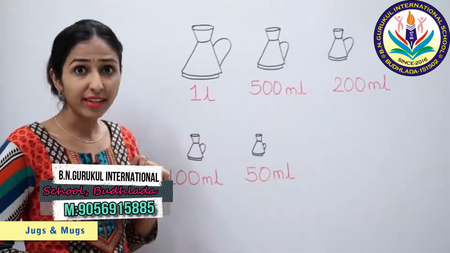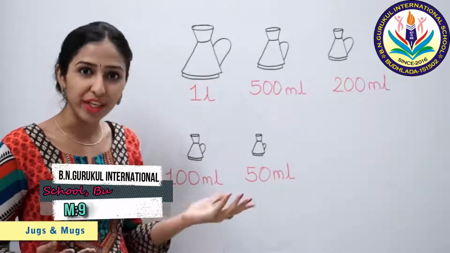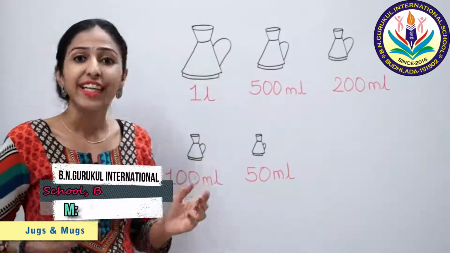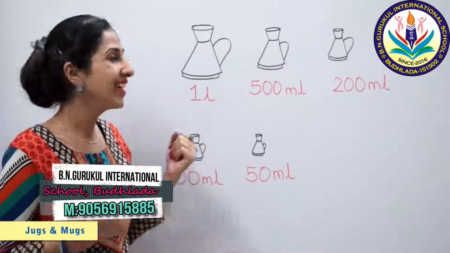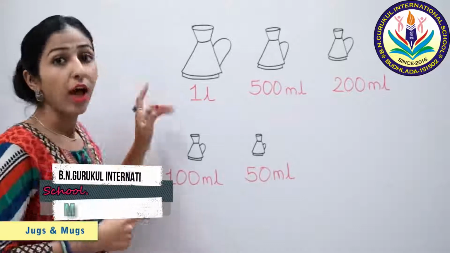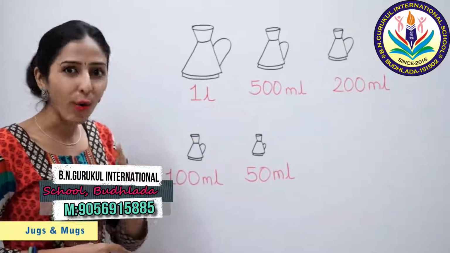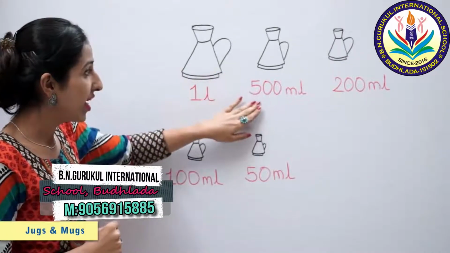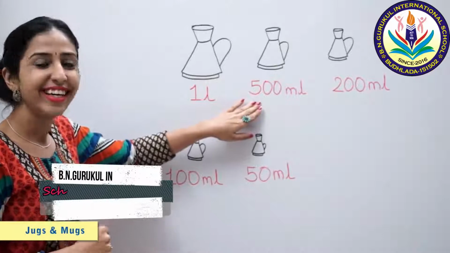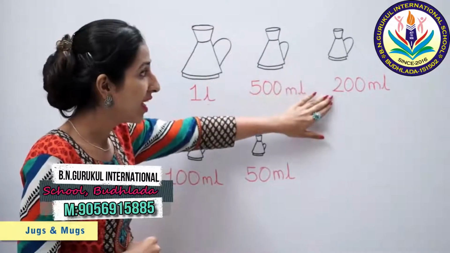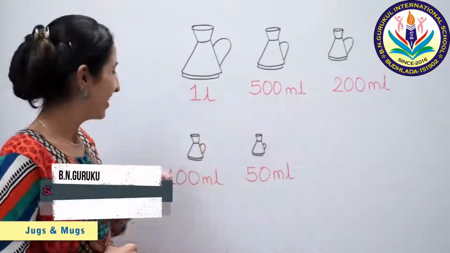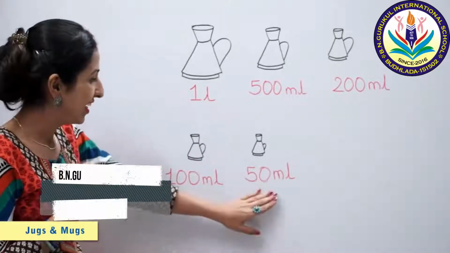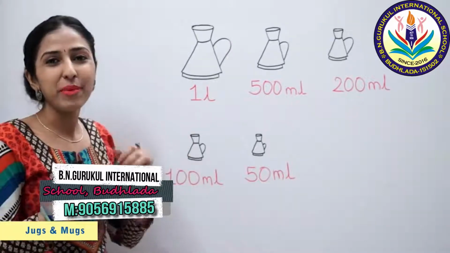These type of vessels are generally used to measure liquids like petrol, oil, kerosene, etc. This vessel, when completely filled, holds 1 liter liquid. This 500 ml. This 200 ml. This 100 ml. This 50 ml.